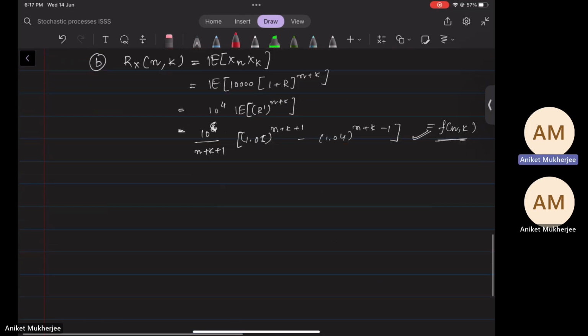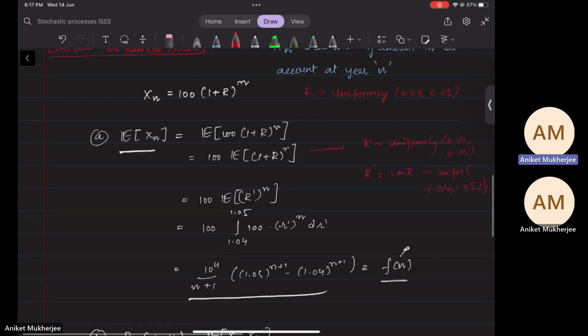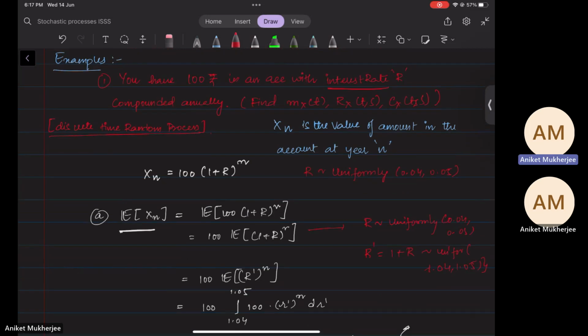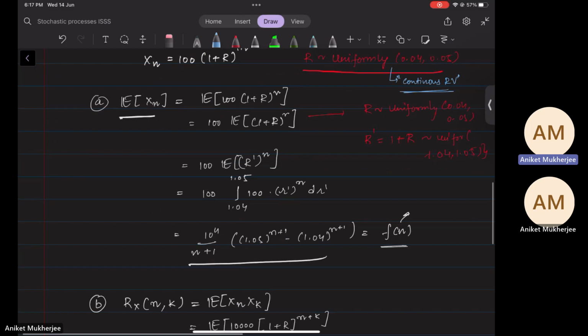Similarly, even though the randomness here comes from a continuous random variable, this does not imply that the stochastic process would be continuous. Here the stochastic process is discrete, even though the randomness that comes into the stochastic process comes from a continuous random variable. I hope that point is also clear.